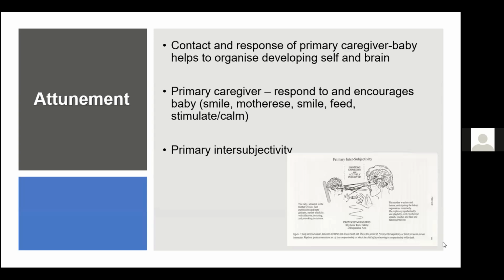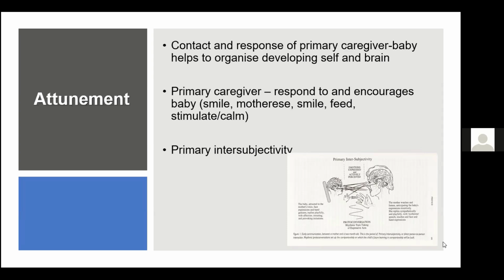Okay. So earlier on we spoke about attunement, and the fact that that's important in an attachment relationship, and this is essentially referring to the contact and response of the primary caregiver, and that then helps the baby to organise their developing self and their brain. So it's the adult responding appropriately to the baby, which then in turn stimulates that brain development and helps the child to develop that sense of self. And the caregiver is encouraging the baby. They're smiling, they're using language, they're using eye contact, and meeting all of those early needs.